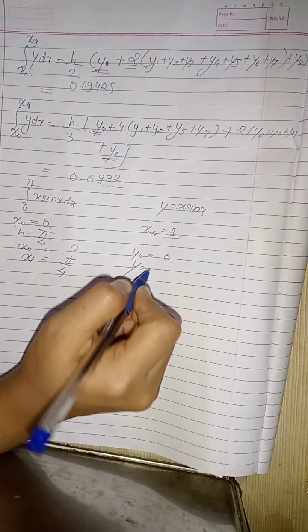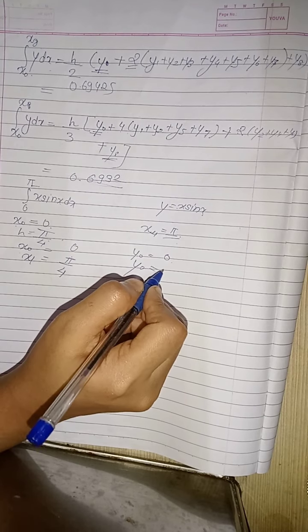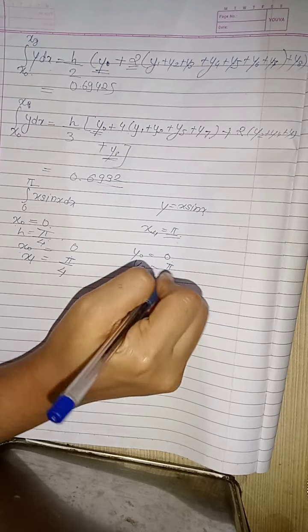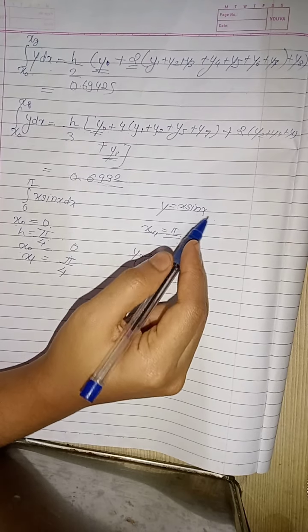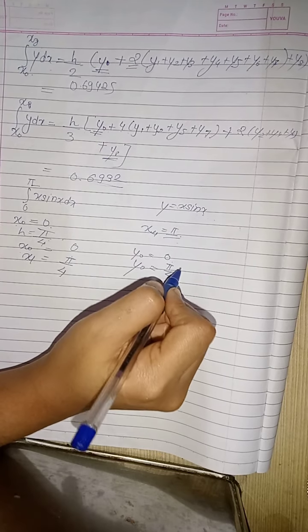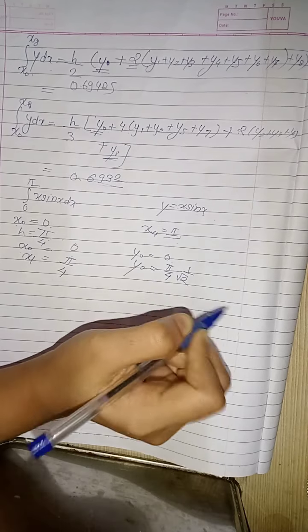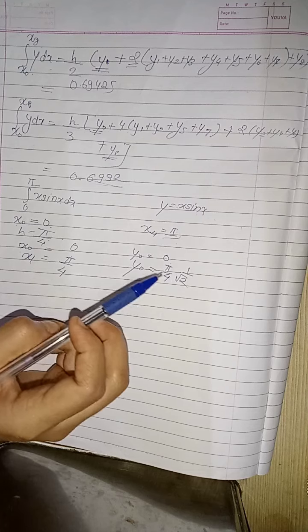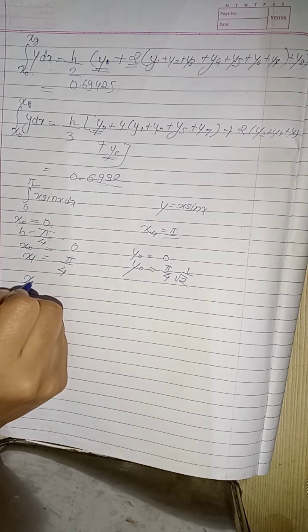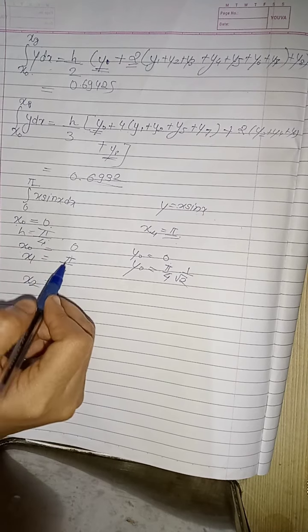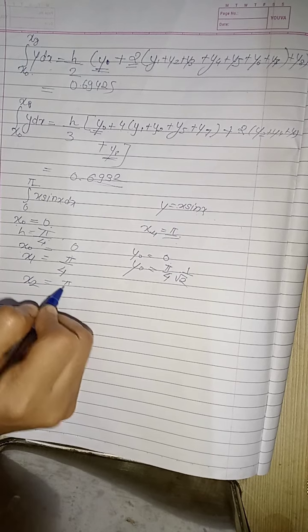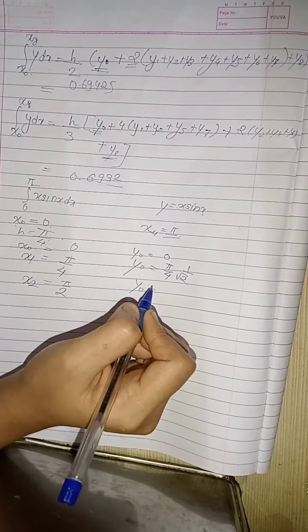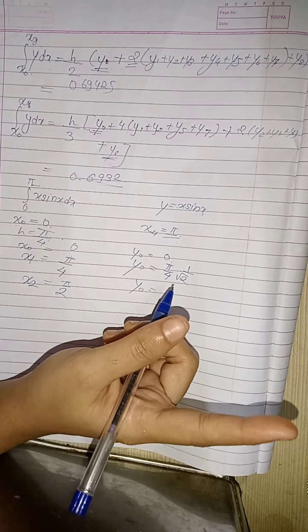So the respective value of y1 will be pi by 4 into sine pi by 4, which is 1 upon root 2. So the value is pi upon 4 root 2. Similarly, the next point is x2, which is pi by 4 plus pi by 4, equal to pi by 2. Now the value of y2 will be pi by 2 into sine pi by 2, which is 1.